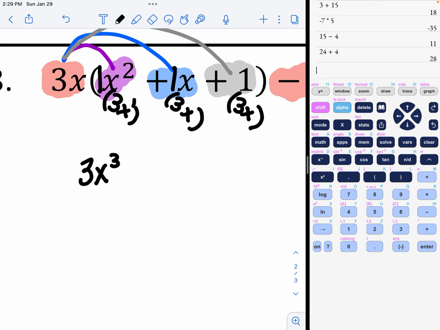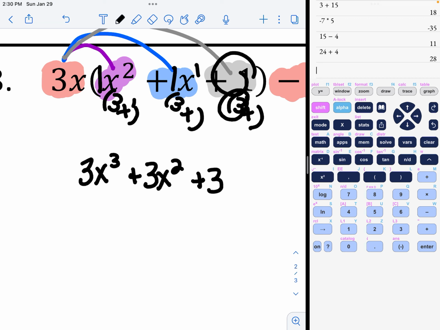And then this is going to be a positive 3x squared because of the 1 times the 3 makes the 3, and the 1 plus the 1 makes the 2. And then last, I'm going to have a positive 3 from the 1 times the 3. And that has a little x because of that x.